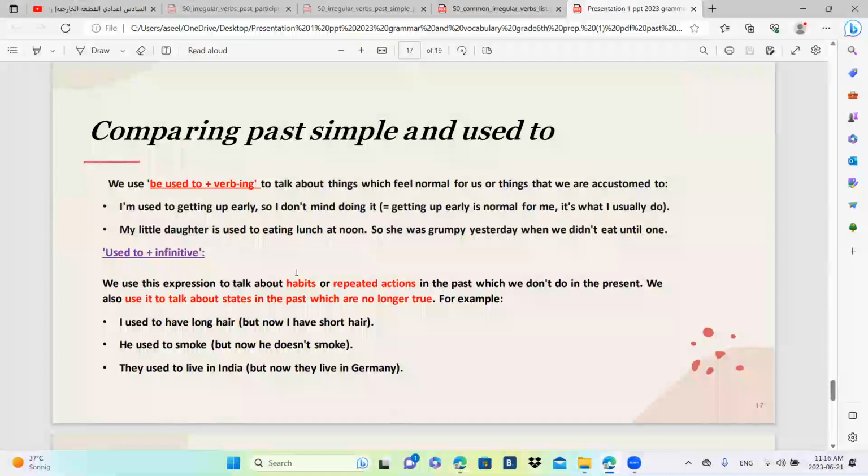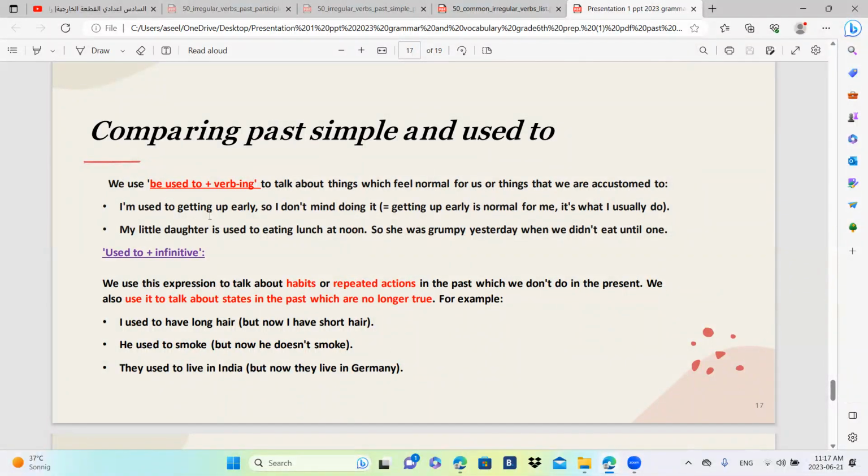Now, we have used to. Now, with used to and the past simple tense, we use be used to plus verb with ing. Verb to be plus used to plus verb with ing. So when you have used to alone, you have the simple form of the verb after it. But when you have verb to be before it, you need to write verb with ing. We need to know that if we use verb to be plus used to plus verb with ing, it means to talk about things which feel normal for us or things that we are accustomed to.